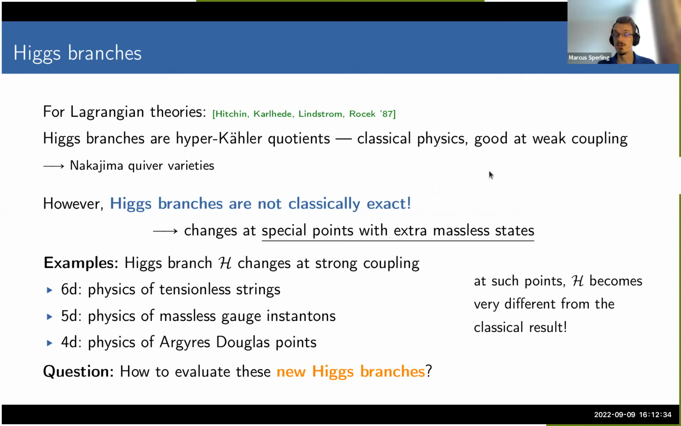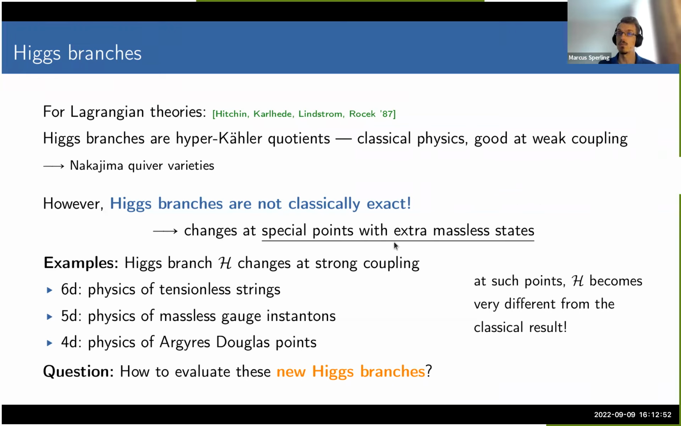But actually, it's not quite true. So Higgs branches are not necessarily classically exact. There are special points at which we can have extra massless degrees of freedom entering the Higgs branch spectrum, and then we need to take them into account. And they, of course, then severely change the Higgs branch geometry. And we have plenty of examples.